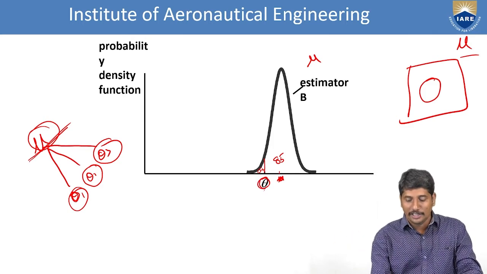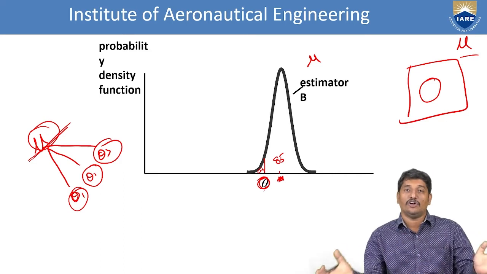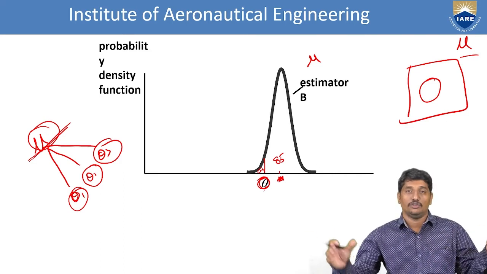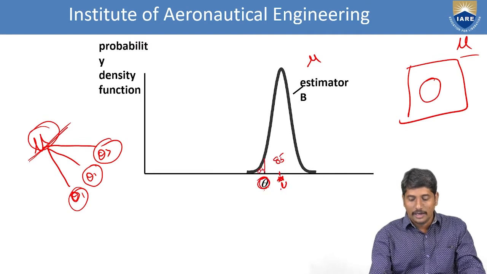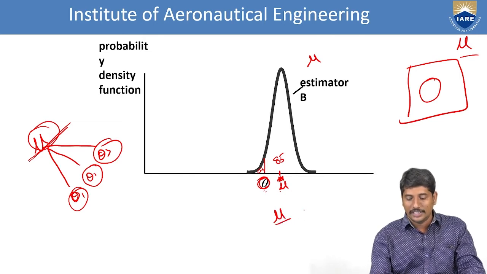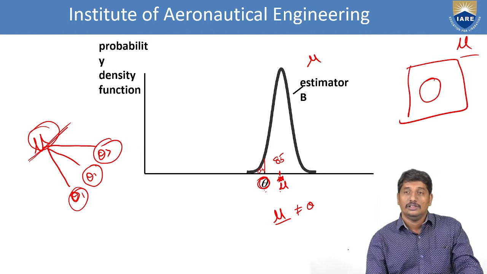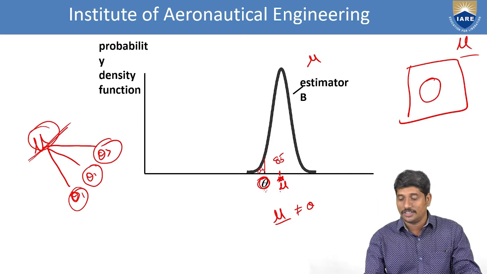That means the calculated value is not able to spread the data equally on both sides, towards its left and towards its right. Suppose this is the population mu, and this is theta. We observe that mu, the original value, and theta, the estimated value, are not equal. So this is not unbiased. There is a bias. Bias means there is an error. So we say that here theta is a biased estimate.